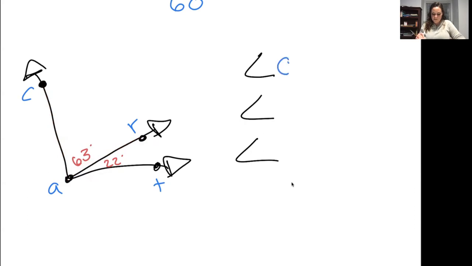That is letters C-A-R. Oh, still paying attention. You caught the word. Nice job. Okay, and that one I know is 63 degrees based on what they show me in the problem.